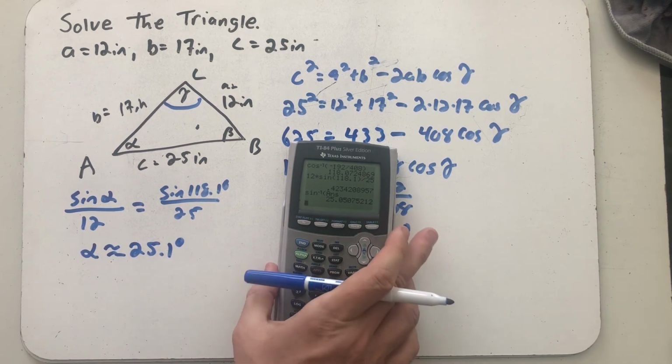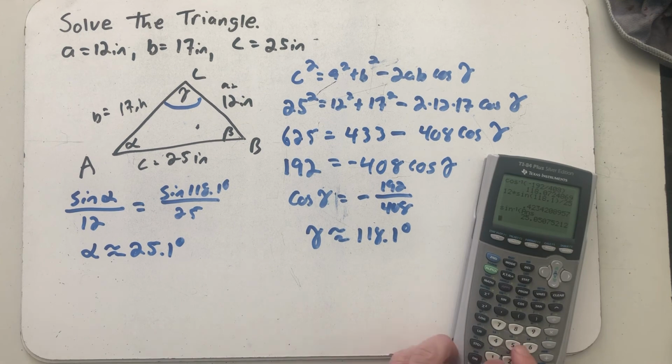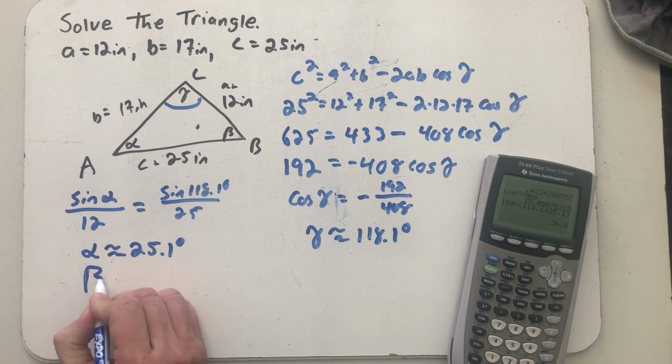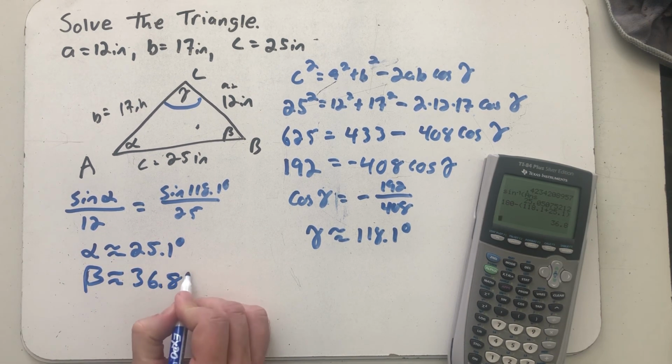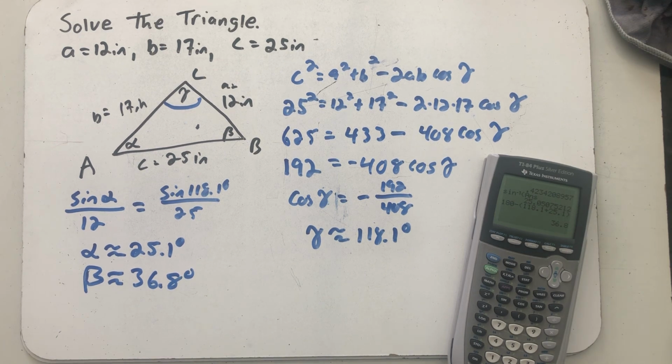I know two of the angles, so I can find the third by just taking away their sum from 180. And that tells me that beta, my third missing angle, is about 36.8 degrees. All right, there is the unique solution to our side-side-side triangle.